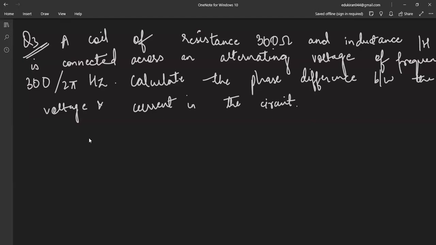See, this question says that a coil of resistance 300 ohms and inductance 1 Henry is connected across an alternating voltage of frequency 300 by 2 pi hertz. You have to calculate the phase difference between voltage and the current. See, resistance is given as 300. Then inductance is given as 1 Henry. Then frequency is given as 300 by 2 pi hertz.